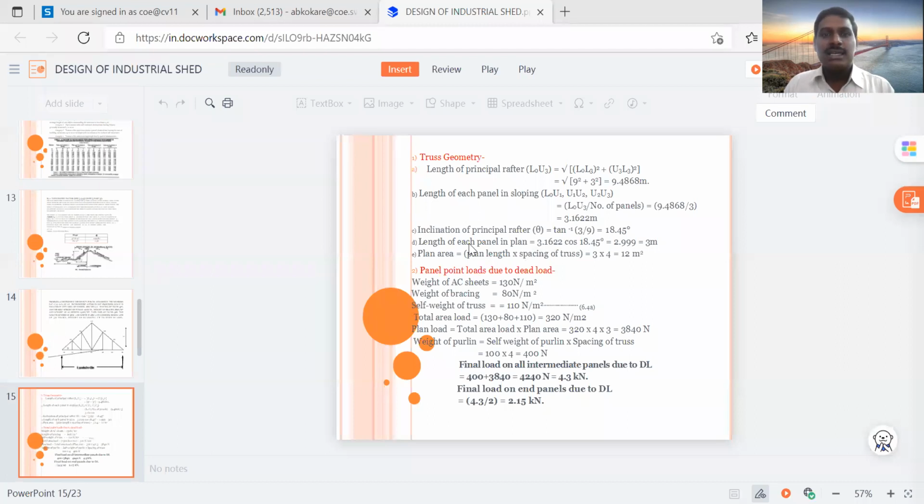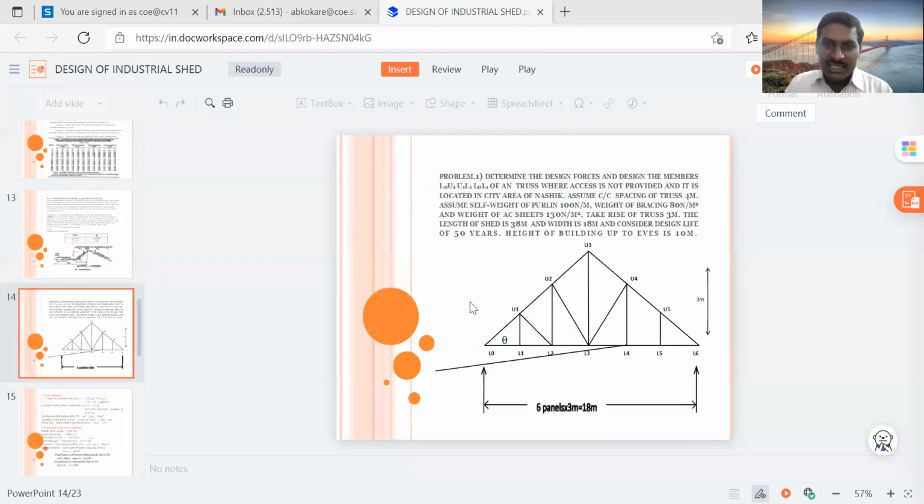Then the inclination of the principal rafter, it means theta. Here, if you see in the image, theta is given. So this is the inclined angle. We have learned this in the design of steel structure also.